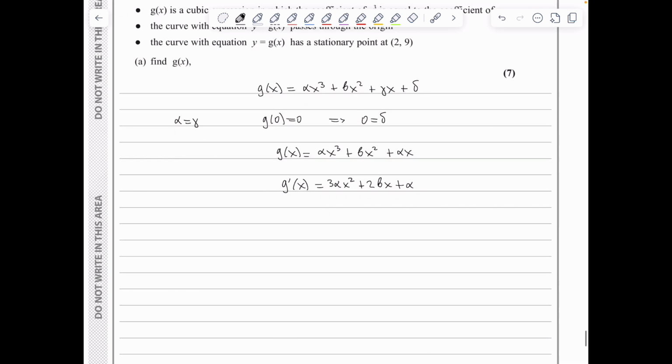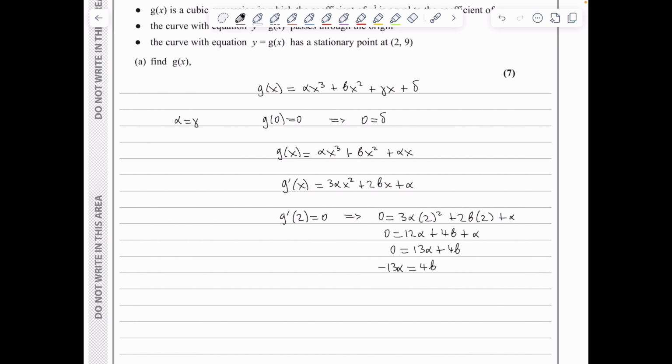This means that g dash of 2 is equal to 0, which means that 0 is 3 alpha times 2 squared plus 2 beta times 2 plus alpha. So we're looking at 0 is 12 alpha plus 4 beta plus alpha, and therefore 0 is 13 alpha plus 4 beta, which means that negative 13 alpha is equal to 4 beta.